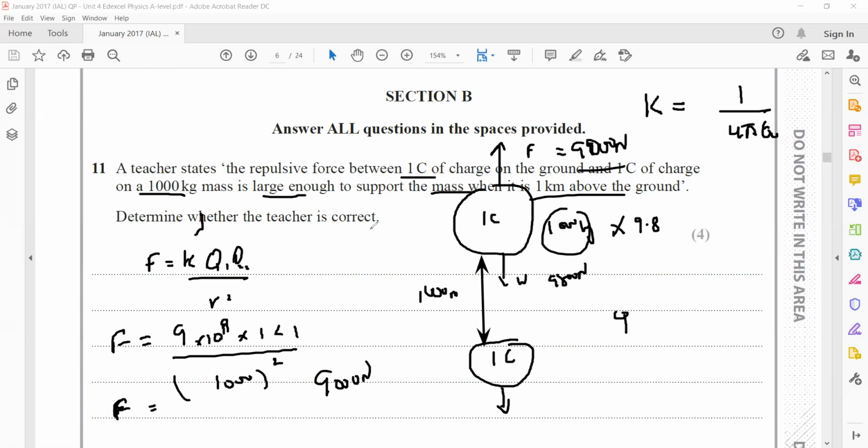So here whether teacher is correct. So in this case, the statement is not true. It is not true because the force, electrostatic force of repulsion is less than the weight.